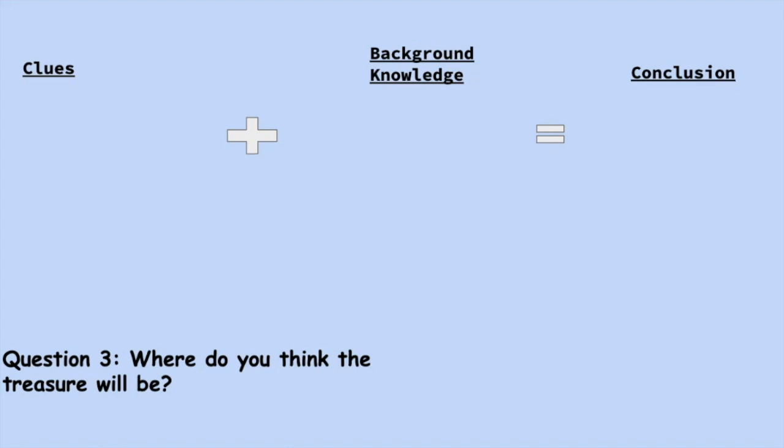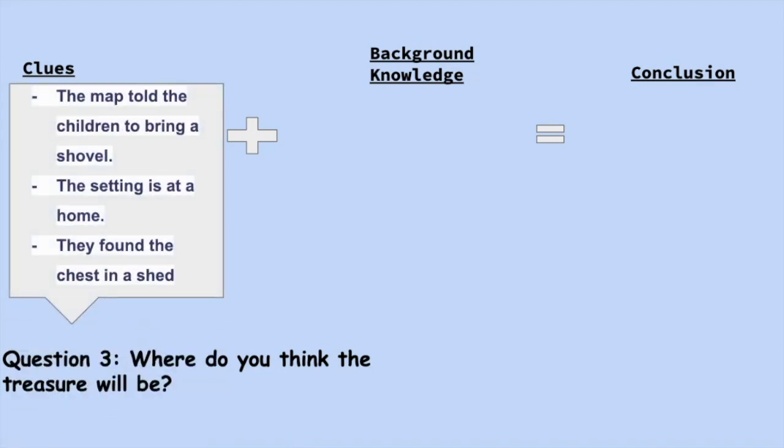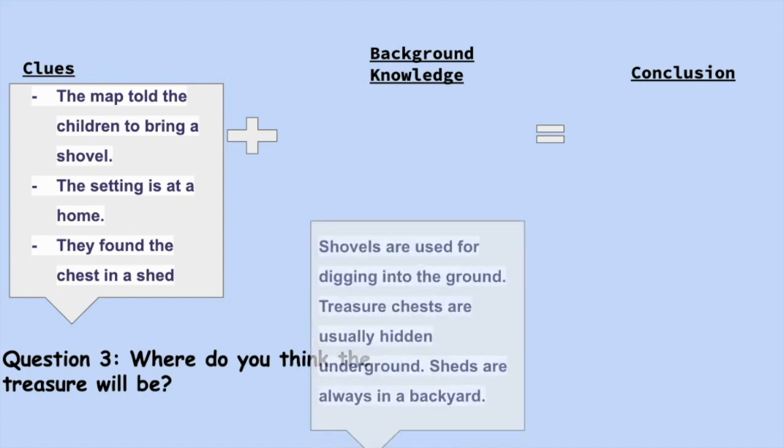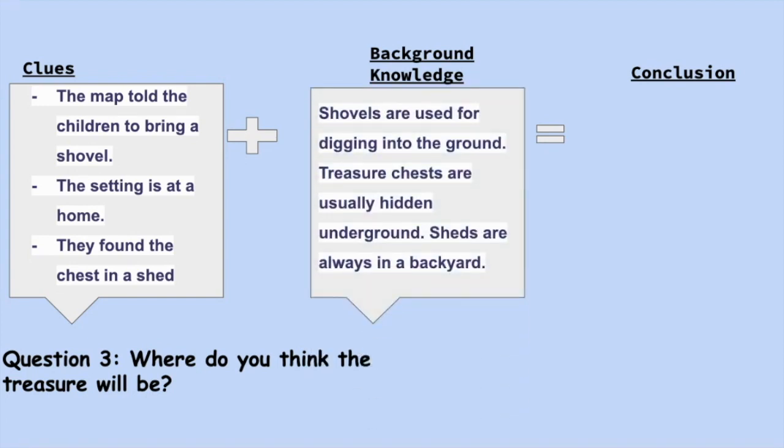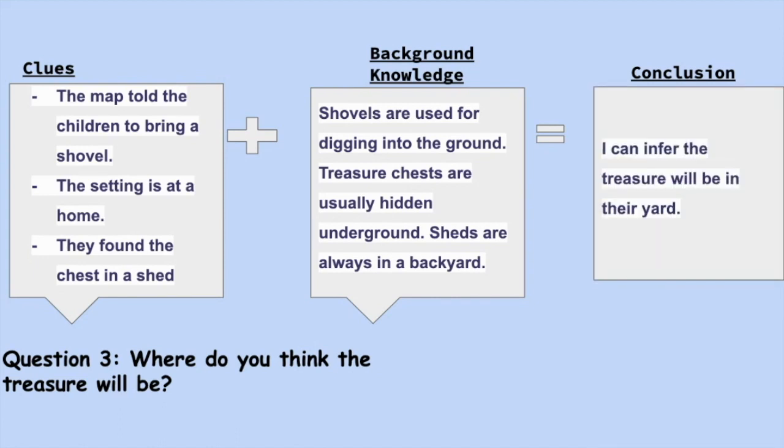Well, when I think about the text information, I know that the text tells me that the map told the children to bring a shovel. We can say that the setting is at a home or their home. And the text also says that they found the chest in a shed. Now, when I think about what I already know, of course, shovels are used for digging into the ground. Treasure chests are usually hidden underground. And sheds are always in a backyard. And being that the chest was in the shed, I can infer the treasure will be in there.